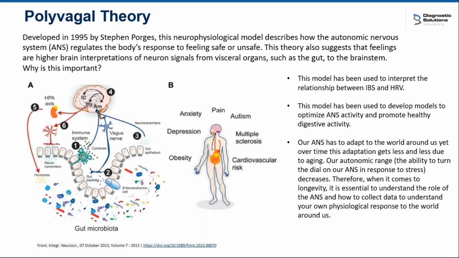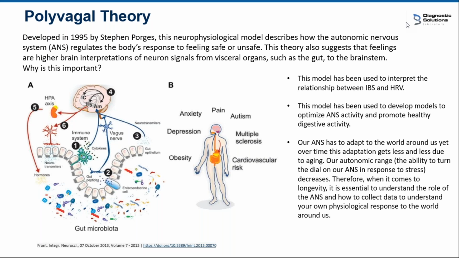Now, this might be something newer to you. Some of you are familiar with it. Everyone kind of knows about the sympathetic and parasympathetic, but this polyvagal theory is so key. It was developed in 1995 by Stephen Porges. It's this neurophysiological model that helps us understand the autonomic nervous system and how it regulates the body's response to feeling safe or unsafe.